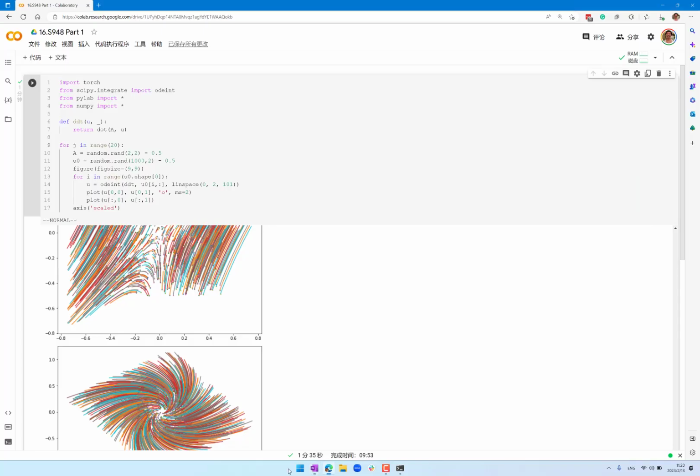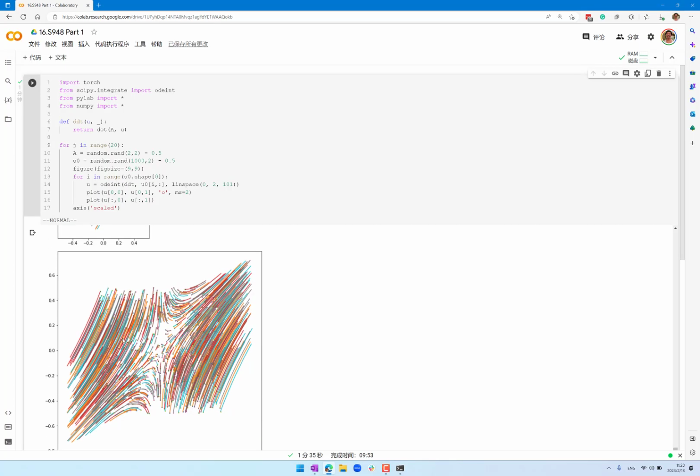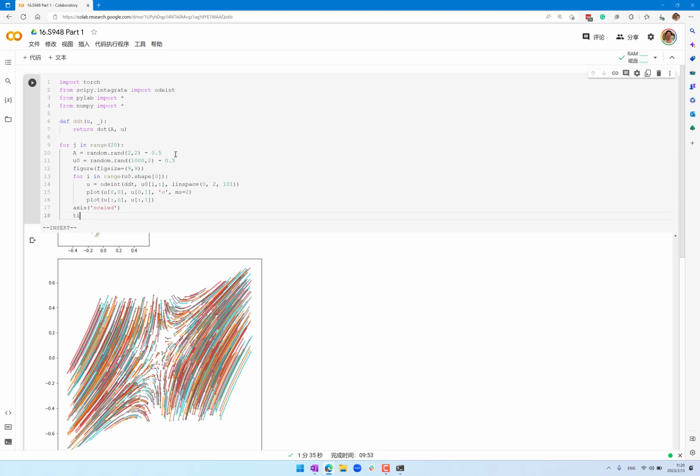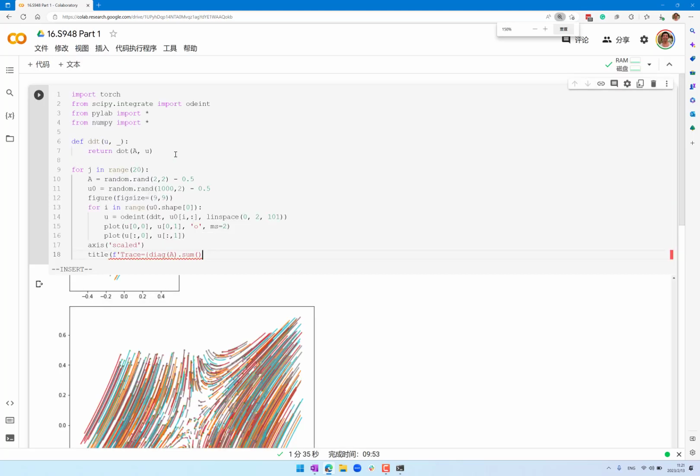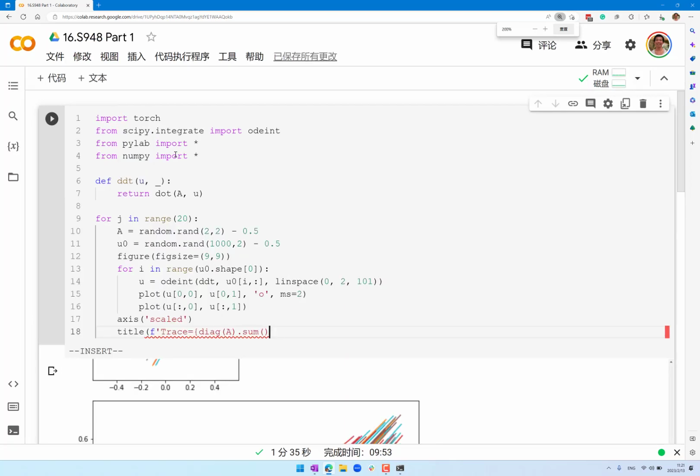So going back to our graph, dynamics like this would mean a positive eigenvalue and a negative eigenvalue. So here, for example, every time we make a figure, we can make a title of the trace. The trace would be equal to the diagonal of A summed up, right? So maybe this font is too small. It's good enough, I think.